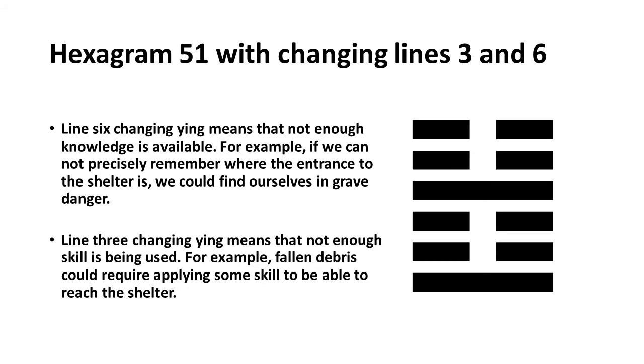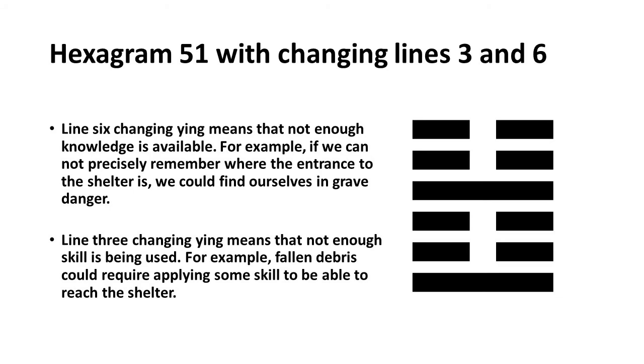Line 3, changing, would mean that returning to the shelter would require some skill. It's not that easy, because maybe there is some debris surrounding the shelter from the previous air raid. And line 6 changing would mean that we don't have enough knowledge. We lack experience or knowledge. That could mean that we just don't remember where the entrance to the shelter is.